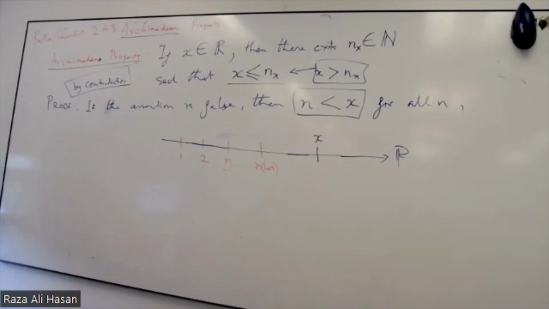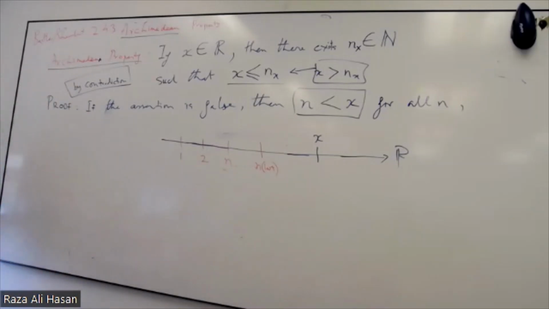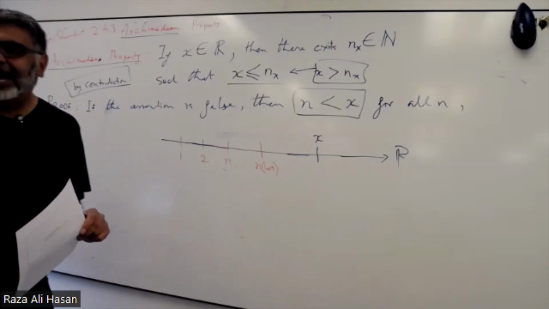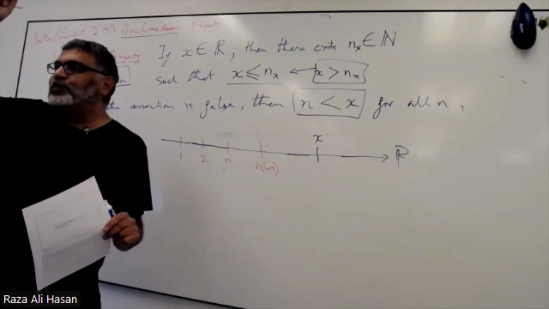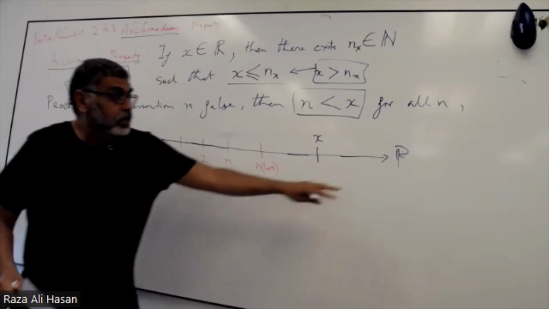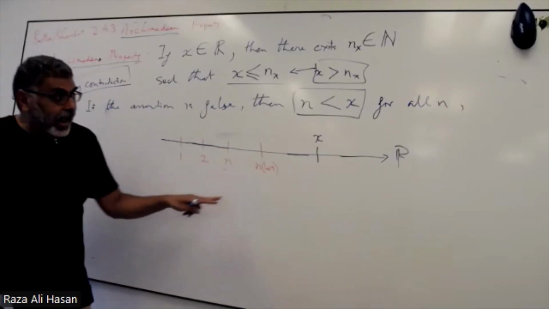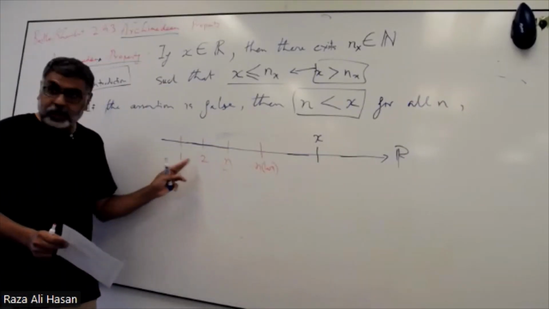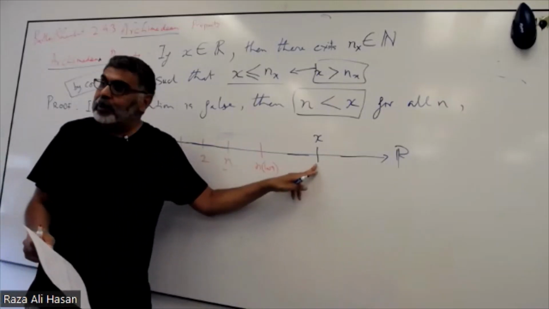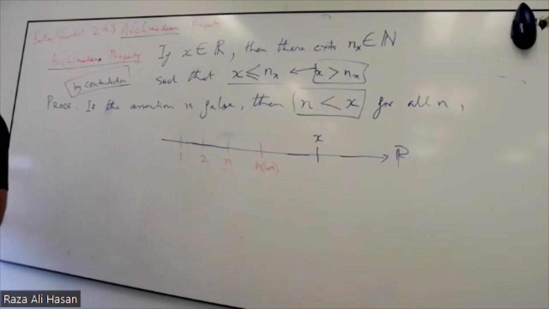Does it have an upper bound? What is it? X. Excellent. Very good. The completeness property says that if you have a subset of real numbers, which is the set of natural numbers, and it is not empty, 1, 2, 3, and it has an upper bound, then the property of completeness says it will have a supremum.